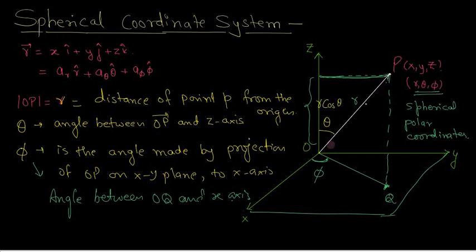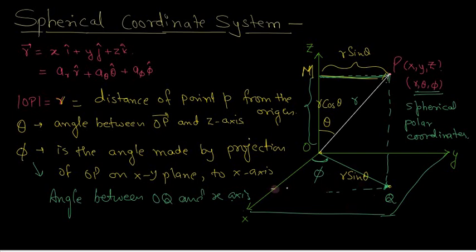So if OP has a projection OM on the z-axis, then OM is nothing but r cos theta. Similarly, PM will be r sine theta. This PM is the same as OQ because both are projections. So if I take this projection on the XY plane, you can shift it, and call it r sine theta. So OQ is your r sine theta, and OQ also has two projections.